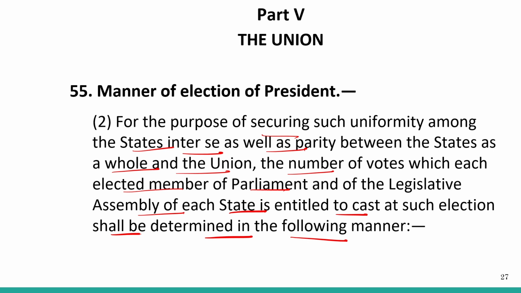You need to read the article thoroughly and make bullet points of the important requisites of this particular article: how the election is going to take place in regards to the president, how the election is going to take place in regards to the vice president, what the terms of the president and the vice president are, what their qualifications are. All these things you need to remember when you're talking about Part 5, the Union, specifically the executive part of the government.